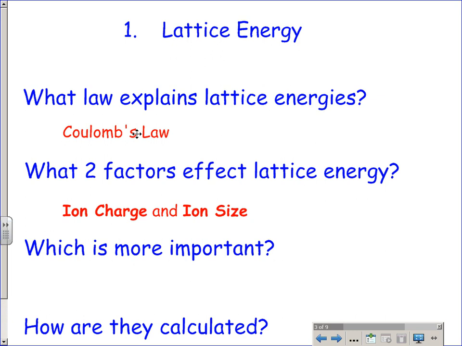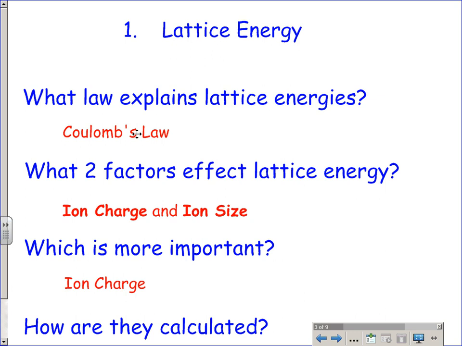And of the two, which is really more important? This is a really important idea, because when you're seeing things related to ions and things related to both charge and size, you really need to be able to determine which one is more important. Well, because the differences in ion size are very, very small quantities, it's much less important than the differences in ion charge.